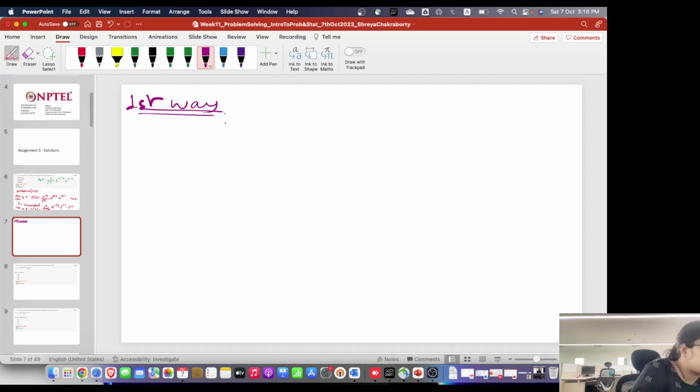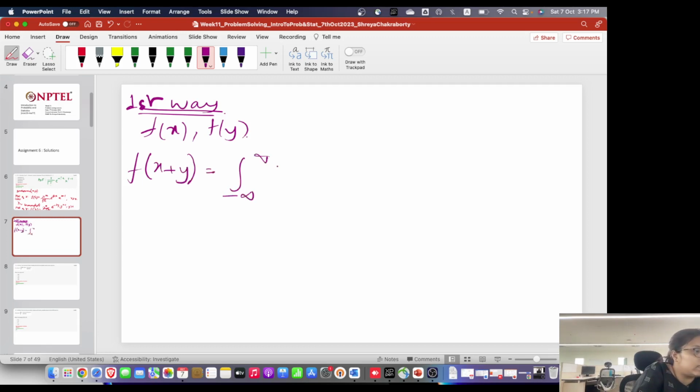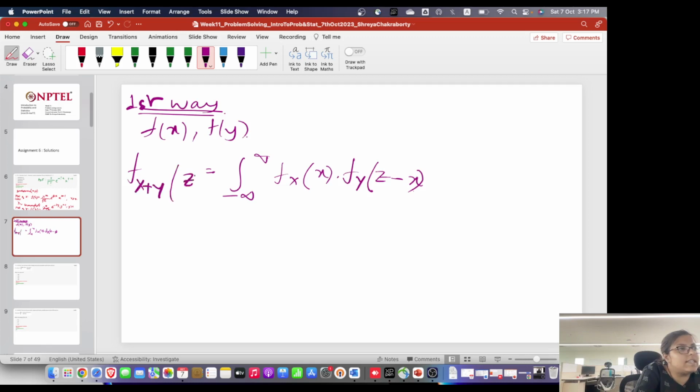This will be the first way. Here, if we have f_X and f_Y, then we can use f_{X+Y}(z) equal to the integral from minus infinity to infinity of f_X(x) times f_Y(z minus x) dx.